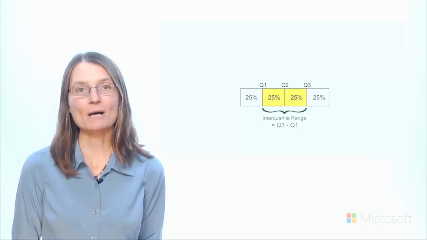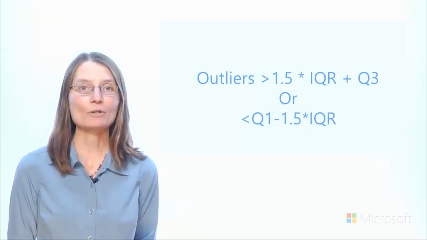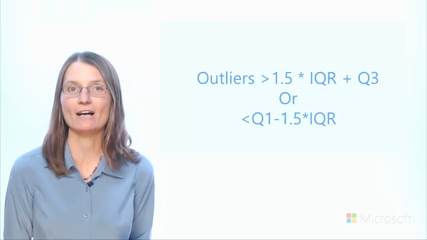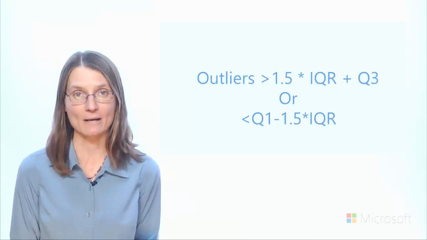Multiply that range by 1.5. Add this value to the third quartile. Any number greater than that would be a suspected outlier. Subtract it from the first quartile, and any number less than that is a suspected outlier.